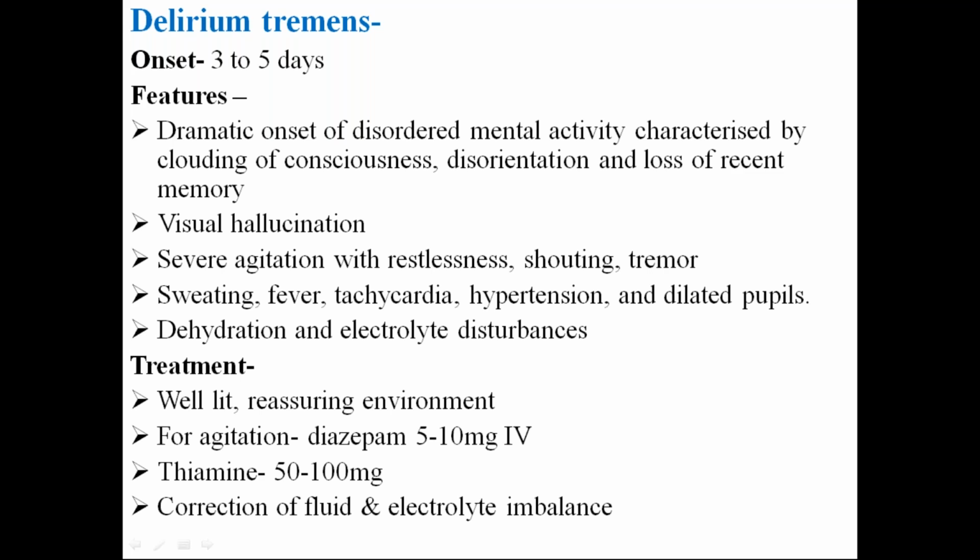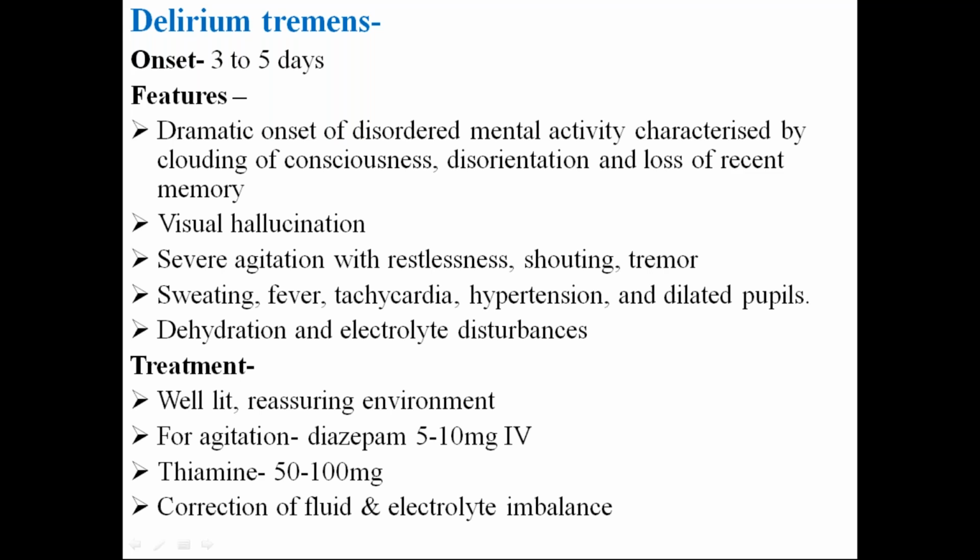There is visual hallucination, severe agitation with restlessness, shouting and tremor, sweating, fever, tachycardia, hypertension, and dilated pupils. Dehydration and electrolyte disturbances are also features of delirium tremens. Mostly there is clouding of consciousness, disorientation, and recent memory loss, with visual hallucination, restlessness, agitation, shouting, tremor, tachycardia, hypertension, dehydration, and dilated pupil.